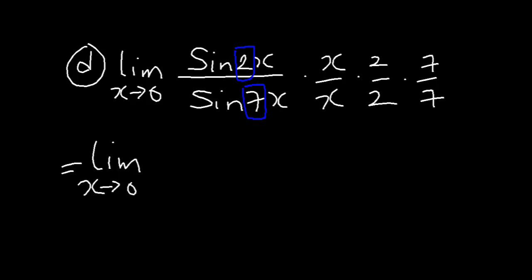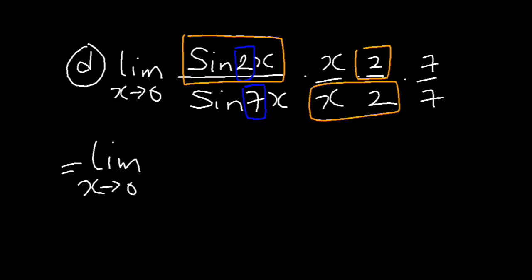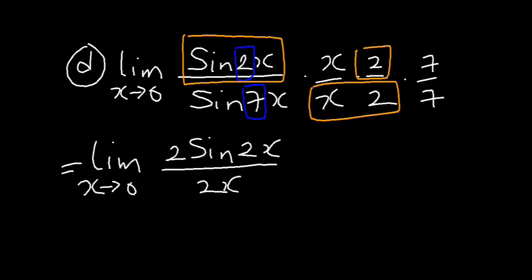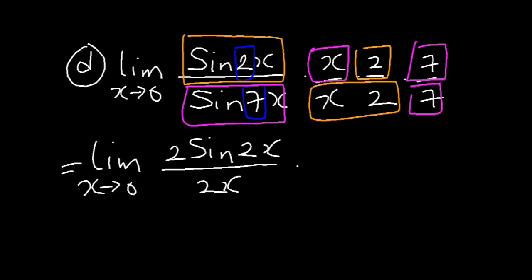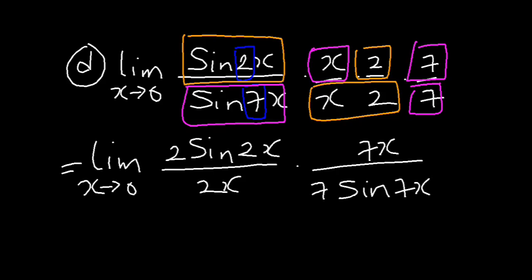Now let's arrange them into our favorite pattern. So for sin 2x, we now select 2 in the numerator and 2x for the denominator. So we have 2 sin 2x over 2x multiplied by, for the sin 7x, we will now select 7x at the numerator and 7 for the denominator. So we will have 7x over 7 sin 7x.